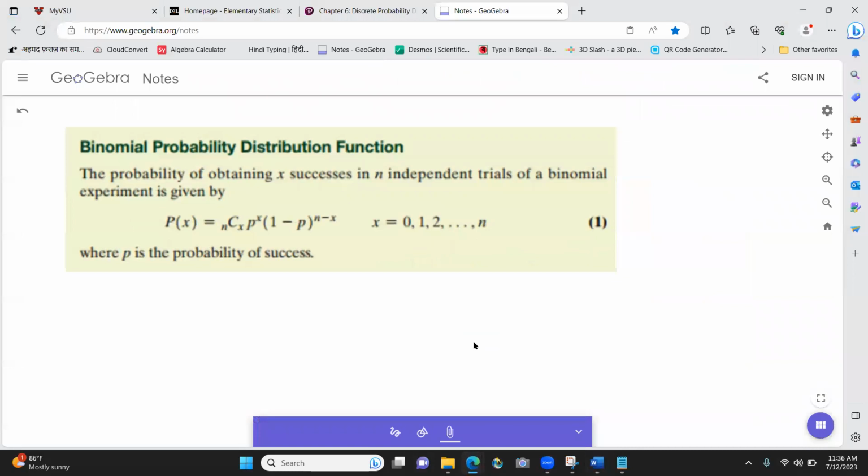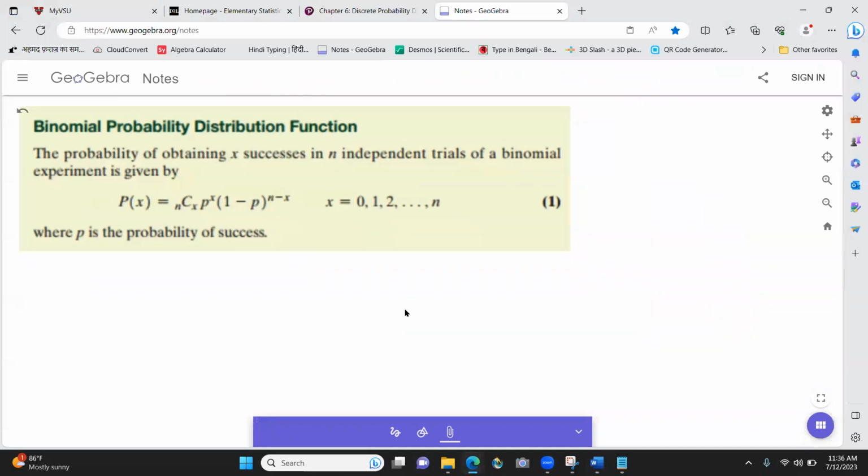so we don't have to do the tree diagram. Think of it this way, guys. You have n trials, there are n slots. Think of n boxes. Each box can be either a success or failure, right? And you know the probability of success, you know the probability of failure. So you want to know how many ways you can get three.